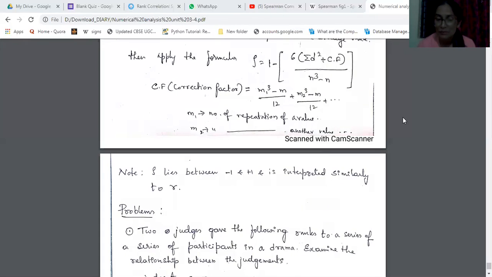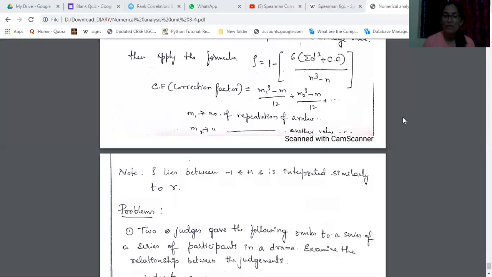Let's take an example of x and y, and let's assume that in the x series there are the elements 1, 1, 2, 2, 2. So there are 5 elements in the x series. You see that there is definitely repetition, so there is bound to be a tie here. 1 has repeated 2 times, 2 has repeated 3 times. Our value of m1 will be equal to 2 and the value of m2 will be 3.